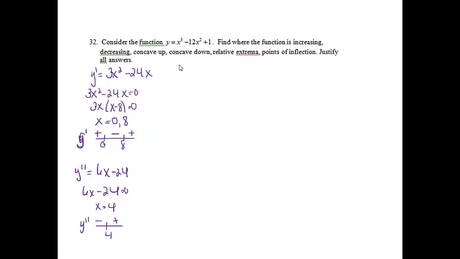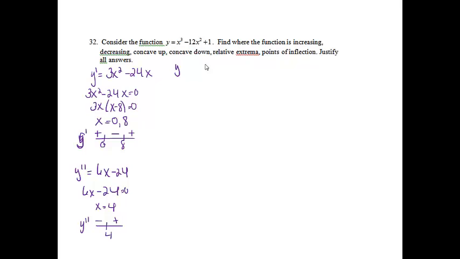So let's talk about y. Sorry about that, I pushed a button I wasn't supposed to. So we're going to say y is increasing. And I would say it's increasing using my y prime chart from negative infinity to 0, and then once again from 8 to infinity, and that would be because y prime is positive.